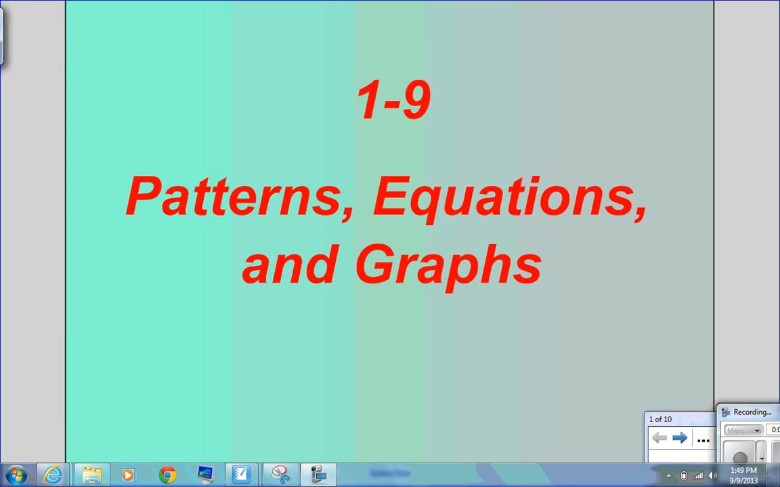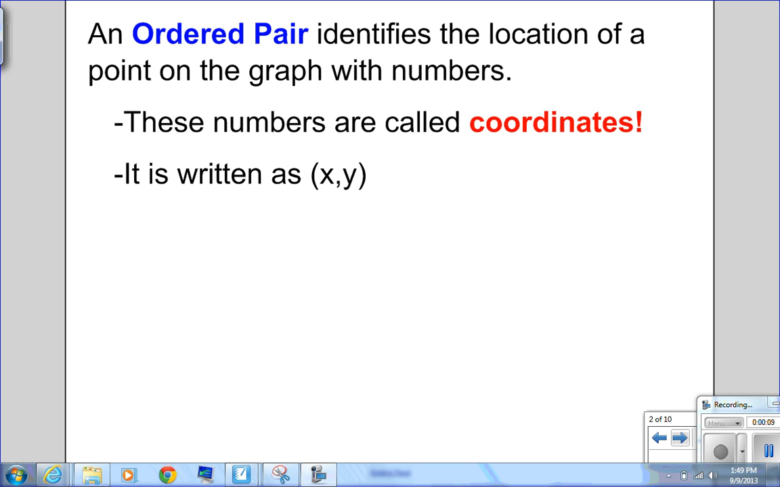Hello, today we're going to start section 1.9, Patterns, Equations, and Graphs. So the first thing I want to go over is a couple definitions. An ordered pair identifies the location of a point on a graph with numbers.